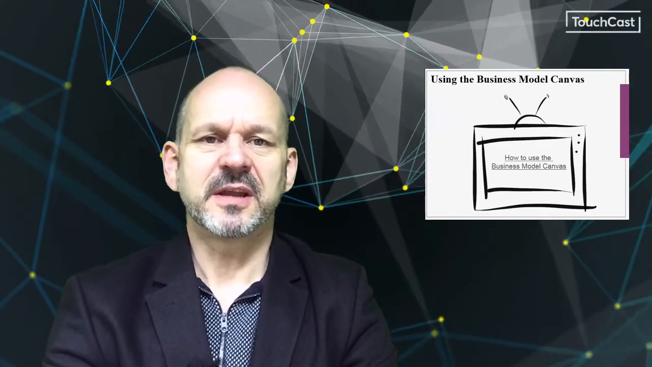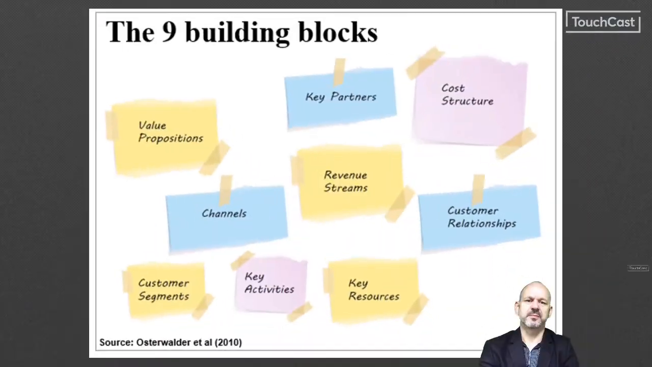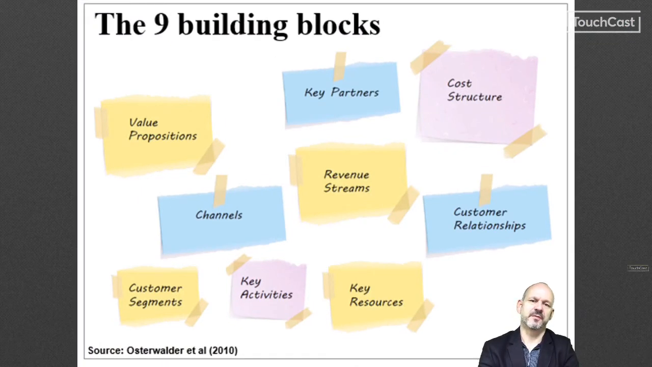So the Canvas identifies 9 key topics or building blocks to consider when exploring different business models, and it offers a high degree of sophistication when seeking to translate an opportunity into a business. The 9 building blocks of the Business Model Canvas can be further divided into 4 main areas of business, namely customers, offering, infrastructure, and financial viability.